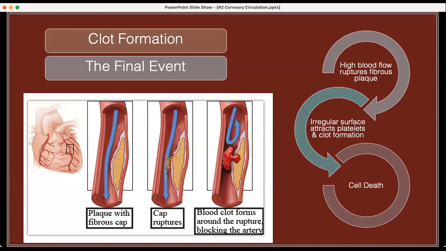There's plaque, and the plaque that's in the artery has a cap to it. And if this gets ruptured with turbulent flow of blood, a spasm, hypertension, something like that, a clot forms. That irregular surface attracts platelets, and platelets start the coagulation cascade. And that clot is the terminal event for blocking off the artery.